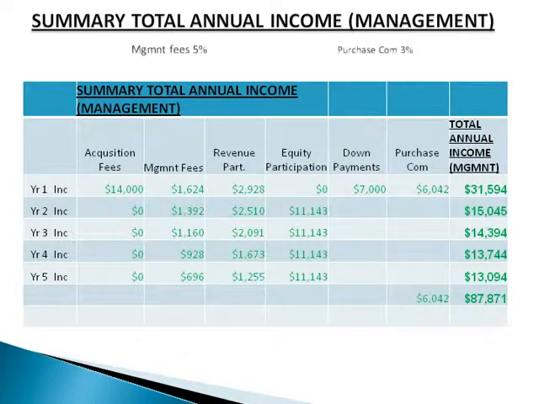After year one, it drops. After year one, you're really just looking at your little management fee, your revenue participation, and then the big thing is the equity as each one of these sells, which would be about $11,000 on average. So this pool in general could possibly generate over $80,000 over 5 years.